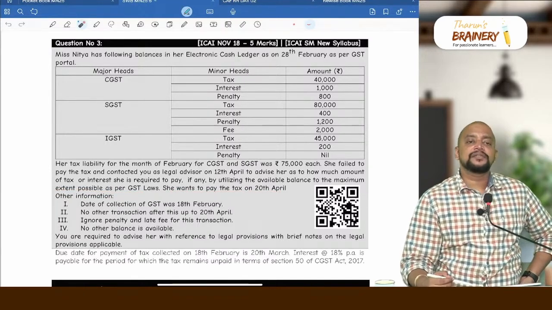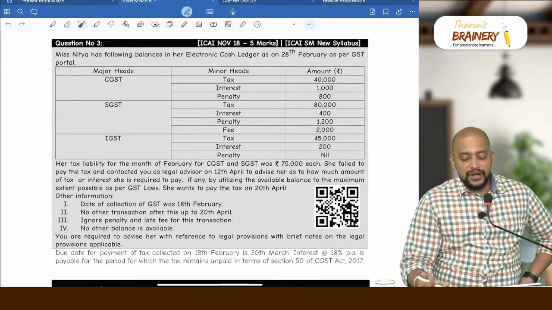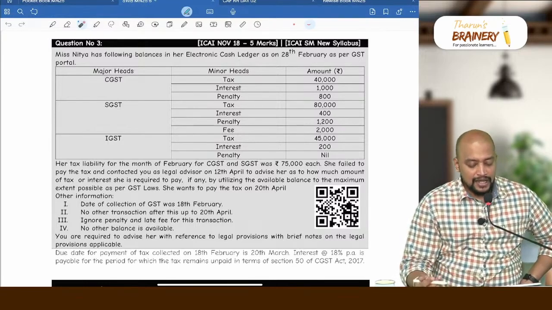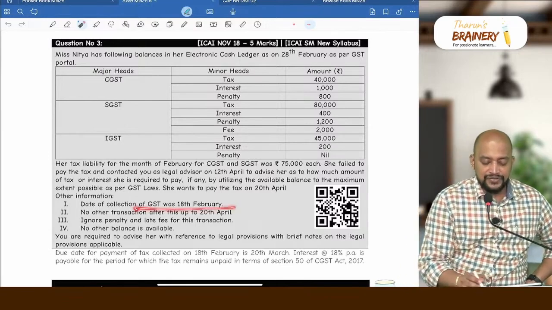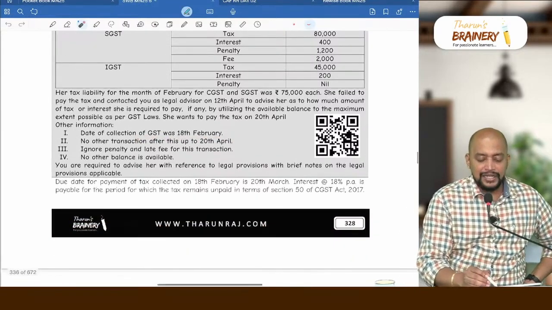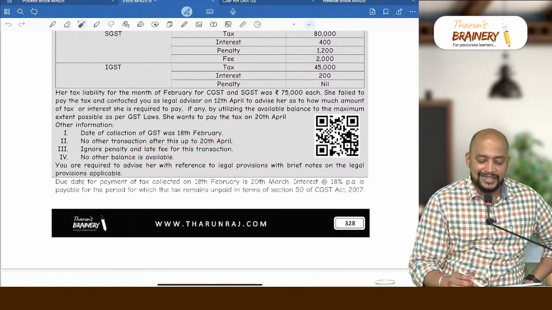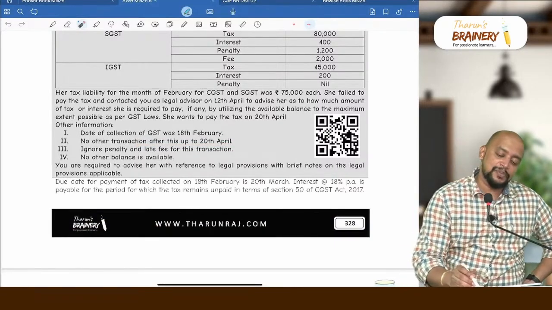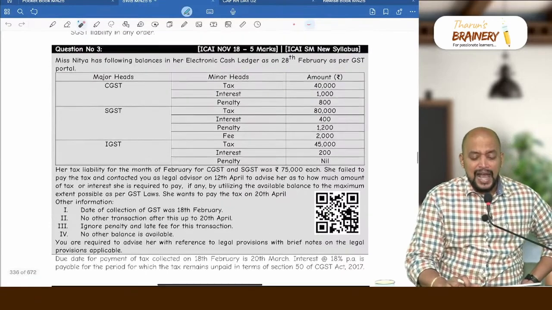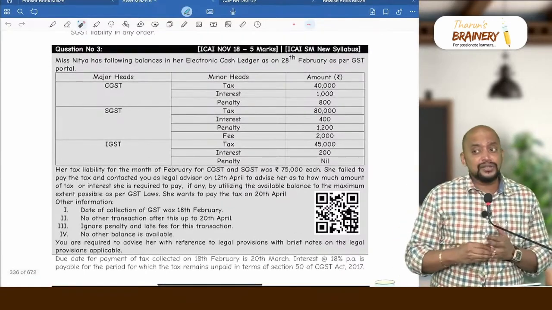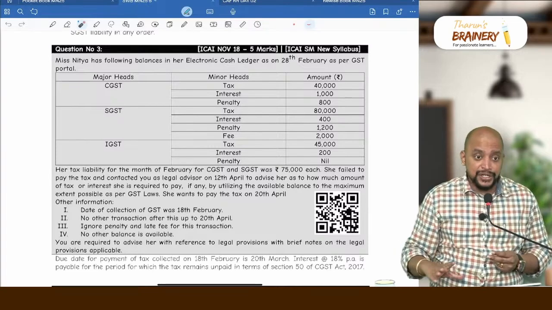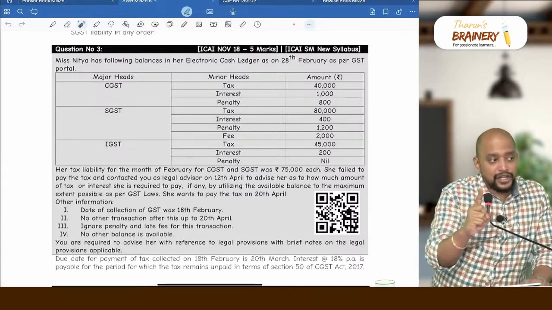This is which month? February month liability. For February month, what is the due date? March. So, date of collection of GST 18 February, no other transaction after this up to 20th April. So, 20th March is the due date. But when it is being paid? 20th April. As on 20th March, if sufficient balance is there in the cash ledger, we don't have to compute interest, correct or not?